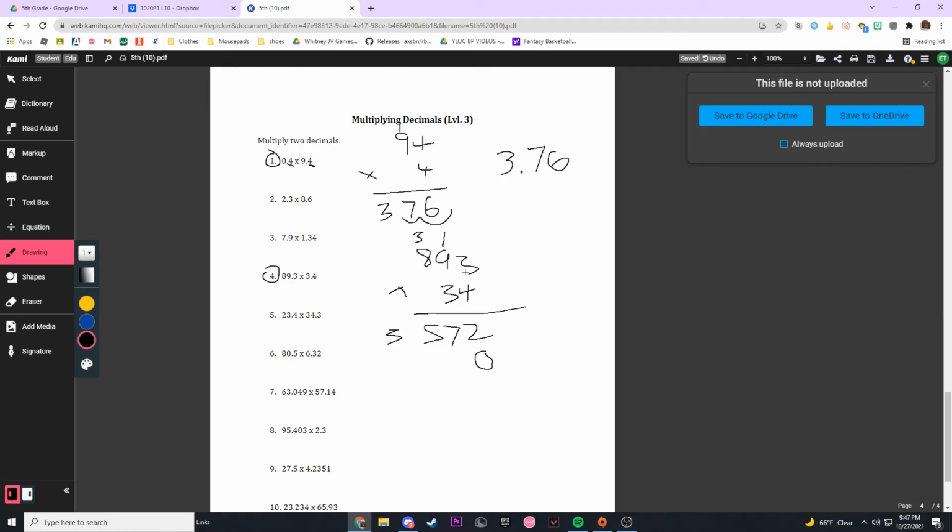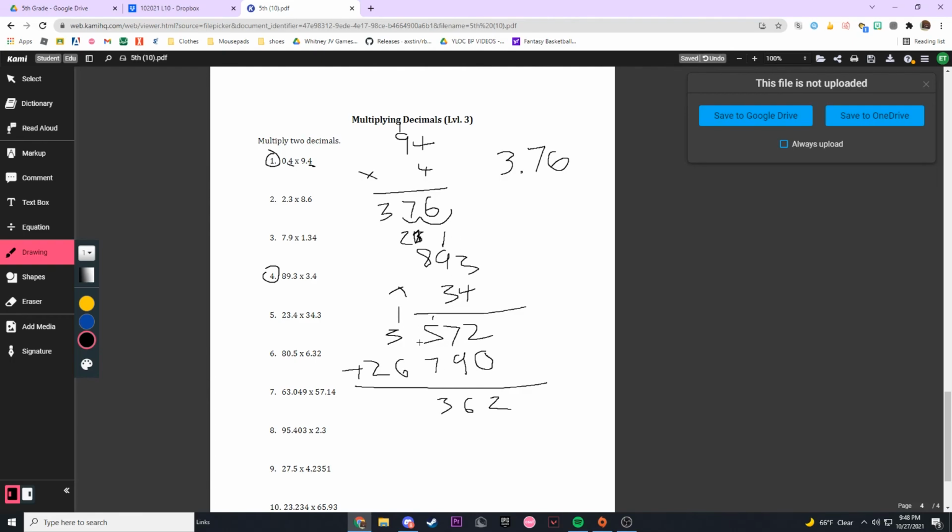And now we do 3 times 3, which is 9. 3 times 9, which is 27. And then 3 times 8, which is 24, plus 2, which is 26. So now we're going to add up these numbers. 2 plus nothing is 2. 7 plus 9 is 16. 7 plus 5 plus 1 is 13.